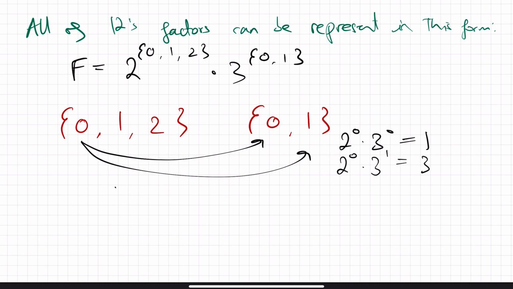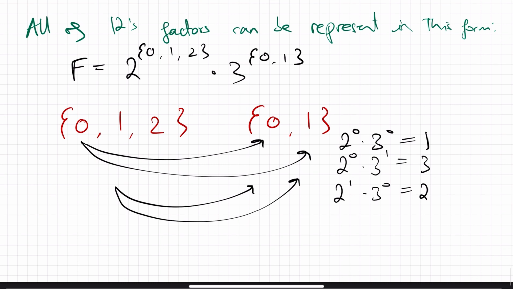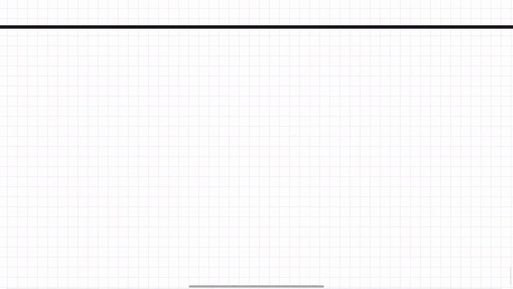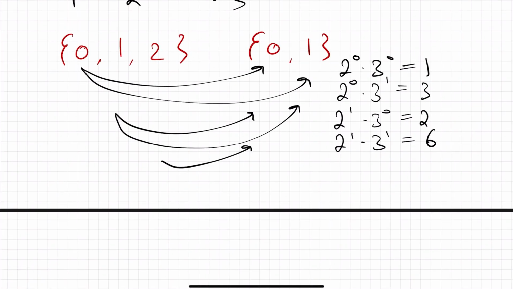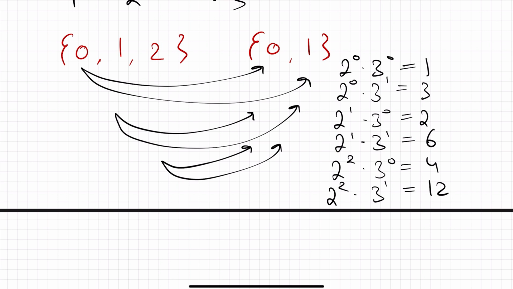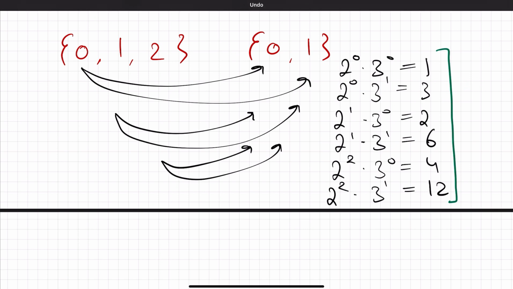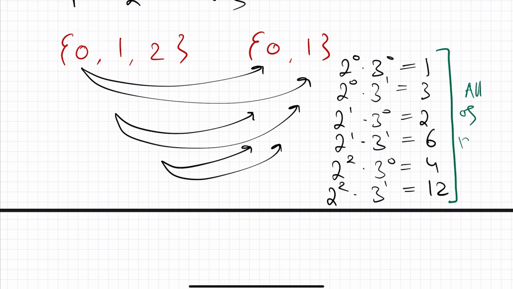Now if we move on, we get 1 and 0, and 1 and 1, which give us 2 to the 1 times 3 to the 0, also known as 2, and 2 to the 1 times 3 to the 1, which is 6. And finally, we get 2 and 0, and 2 and 1, which gives us 2 to the 2 times 3 to the 0, which is 4, and 2 to the 2 times 3 to the 1, which is 12. And here we have it. These are all the possible factors of 12. Let's just write all of 12's factors.